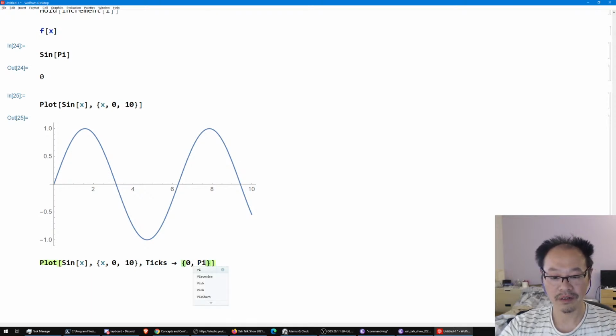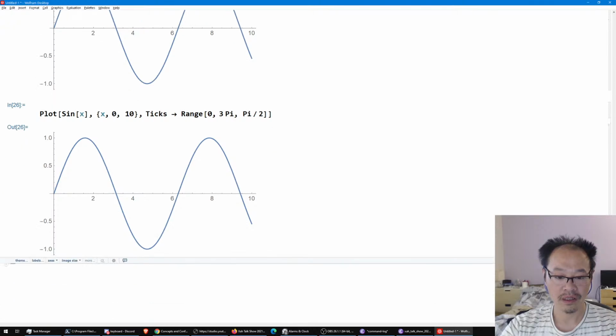Okay, 0 pi, 0 half pi. Actually, I should use a range. Range is like Python's range, okay? 0 to 3 pi, incrementing by pi over 2.